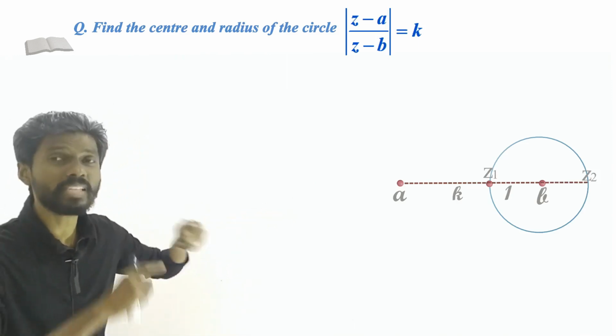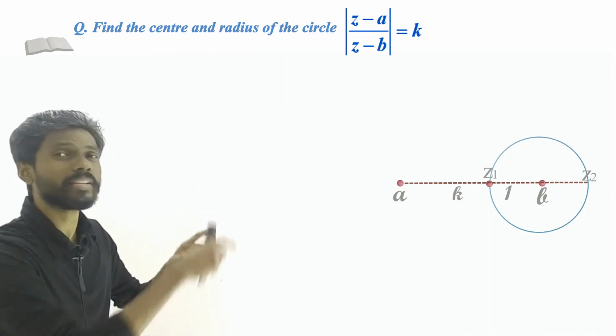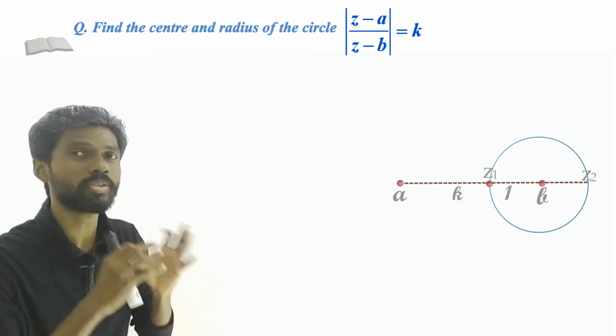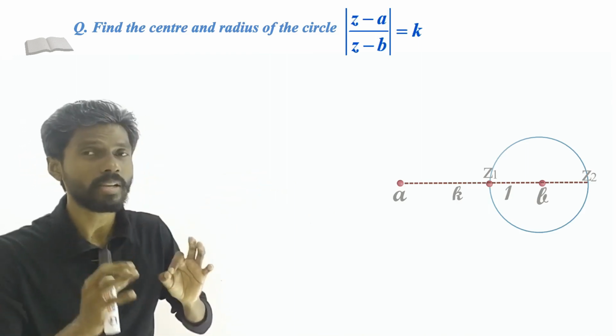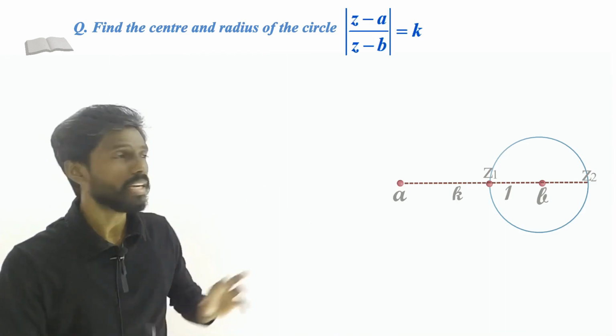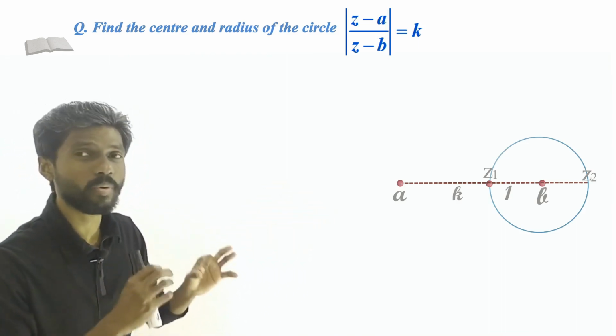This point divides the segment between A and B internally in the ratio k is to 1, and that point divides externally in the same ratio k is to 1. Any point on the circle divides in the same ratio k is to 1, but this divides internally, that externally. Taking this point as z1 and that point as z2, let us find the points z1 and z2.